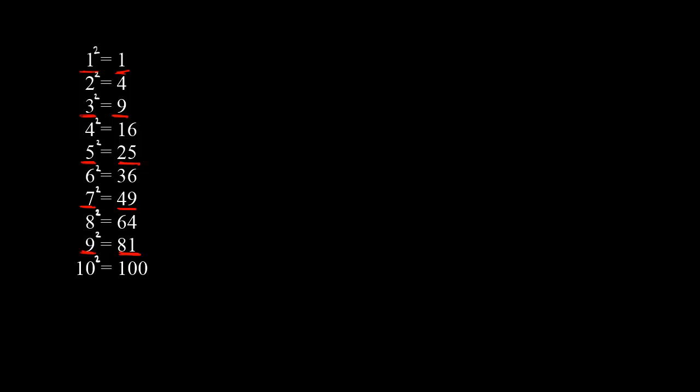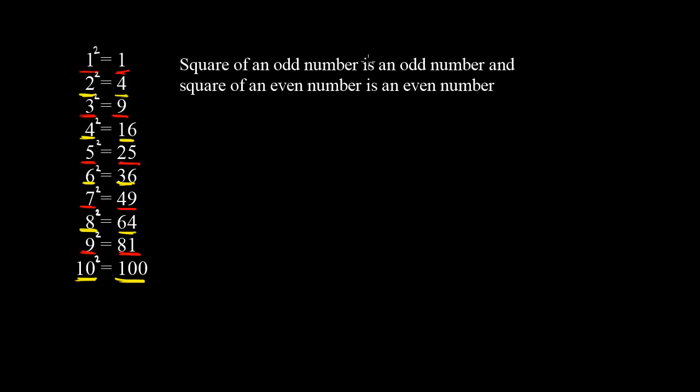Now if you look at the remaining numbers, 2, 4, 6, 8 and 10. These are even numbers. If you look at their squares, 4, 16, 36, 64 and 100. These are also even numbers. So we can say that the square of an odd number is an odd number and the square of an even number is an even number.